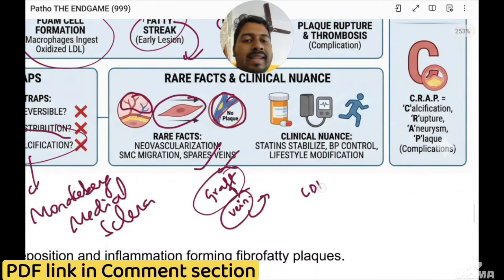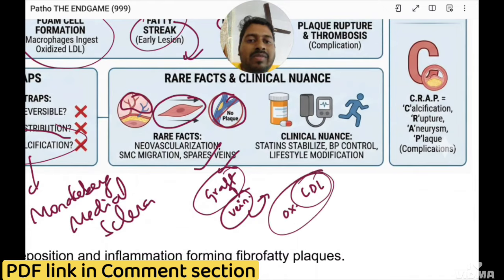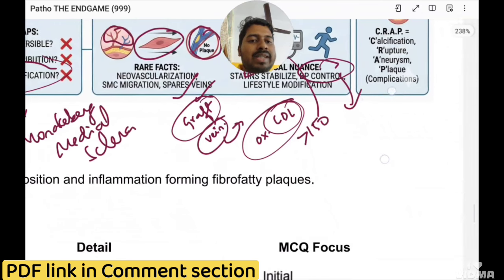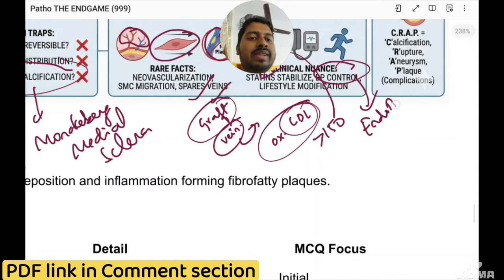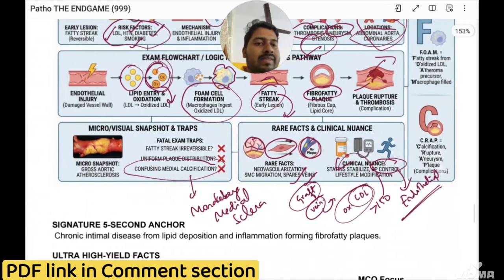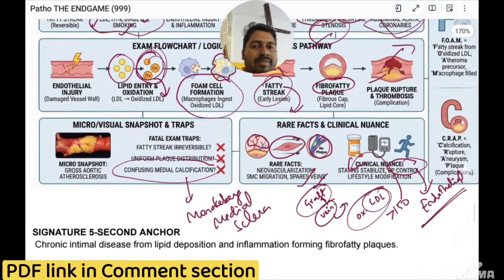Now when LDL is high, because we know that oxidized LDL leads to all this fatty plaque formation, once LDL is more than 150, we have to start statins. Hypertension should be under control, because hypertension causes endothelial injury and further aggravates atherosclerotic plaque formation. And lifestyle modification. I think I have explained everything in this.